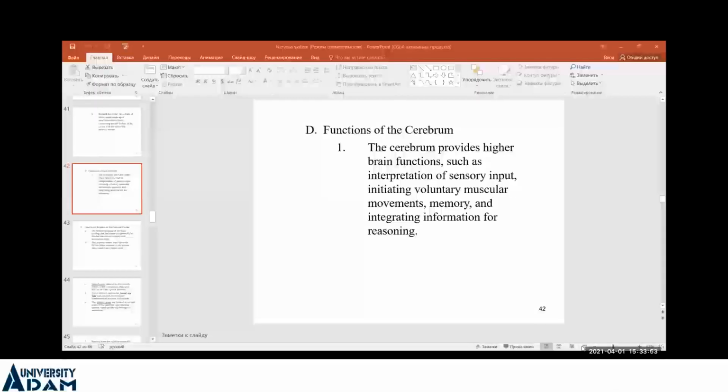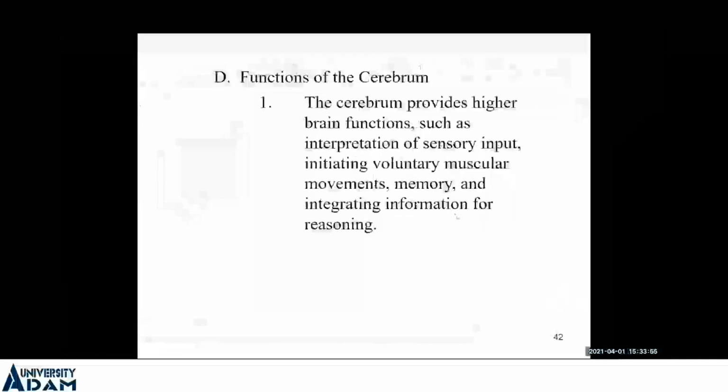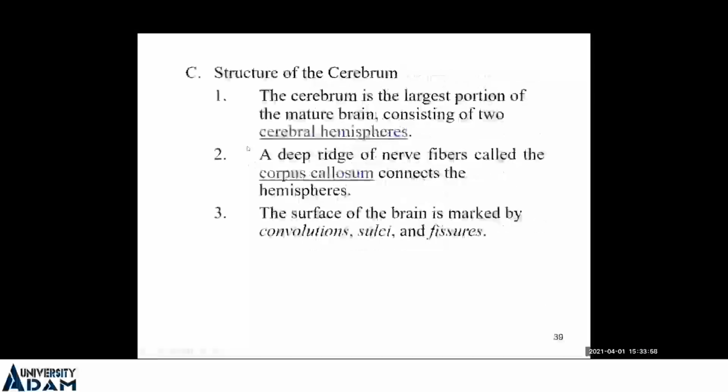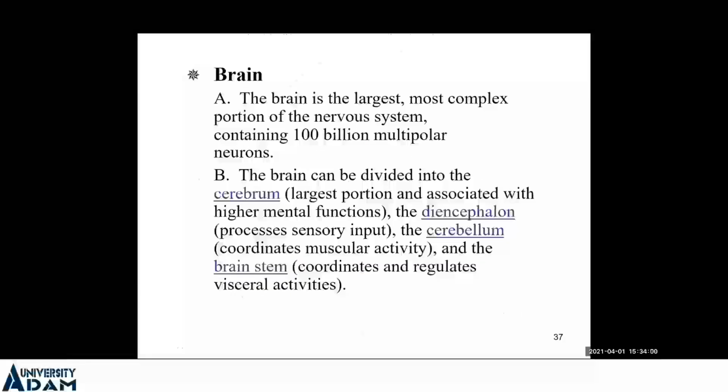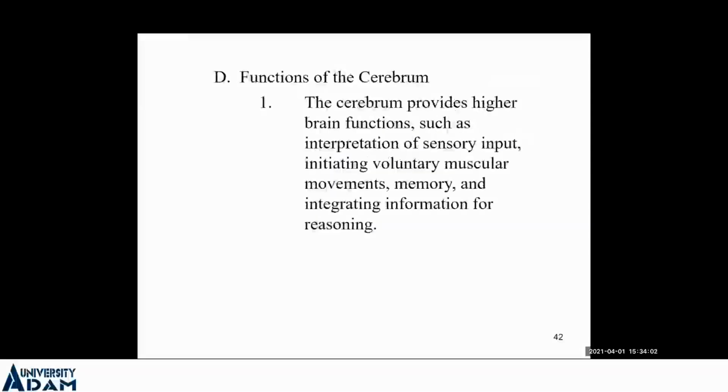Hello. So last time I explained about the cerebrum, and today we will continue talking about the nervous activities. Okay. So let's talk about the brain structure. Because last time I explained to you about the spinal cord.